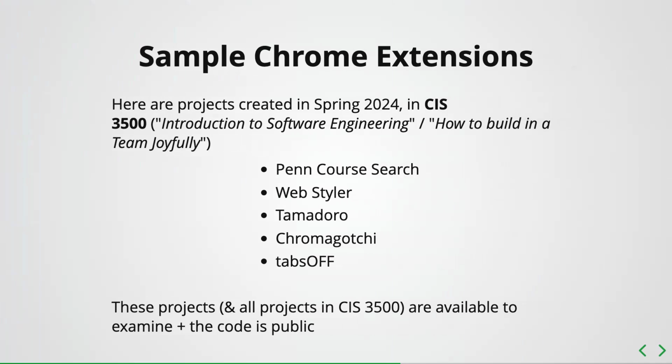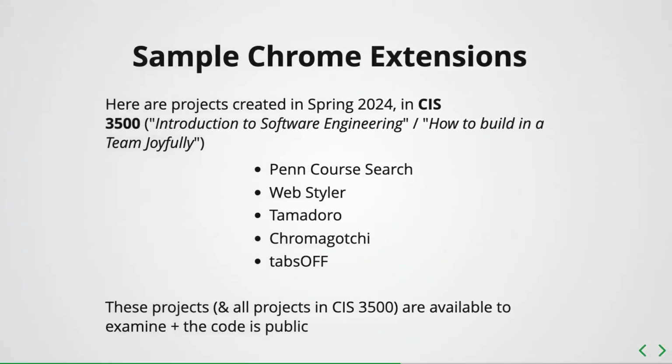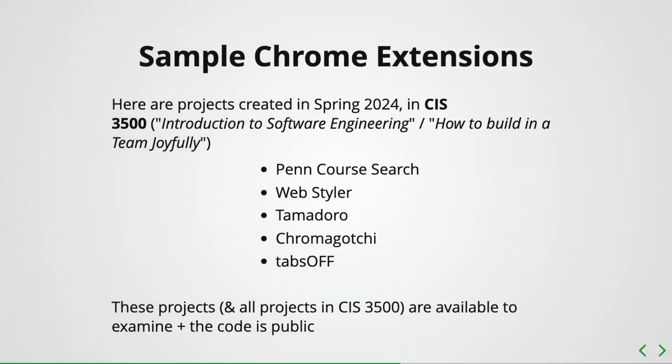There were actually 19 projects, and I can give you a list of all 19 of them. But here, for the sake of time, I picked 5. This is from my undergrad course, CIS 350. These projects and all of the projects in the course are available for you to examine and repurpose any of their code. You can copy anything you want. You can build off of their ideas, whatever you want.